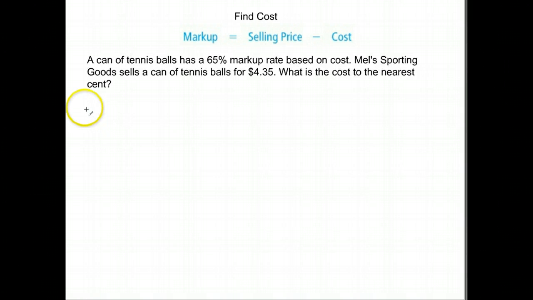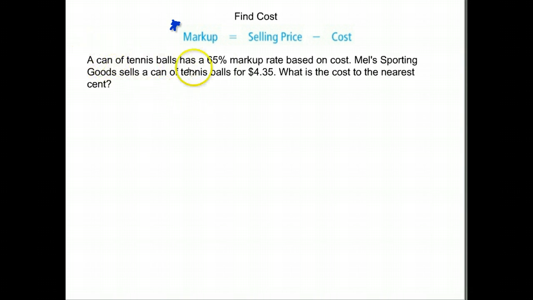Right, what if we have the markup rate and selling price and are left to find the cost of an item? Okay, well, we would start by using this formula. Again, we know the markup on an item is whatever they're selling it for minus the cost, what it cost them to get the item in the first place. So let's use that formula.